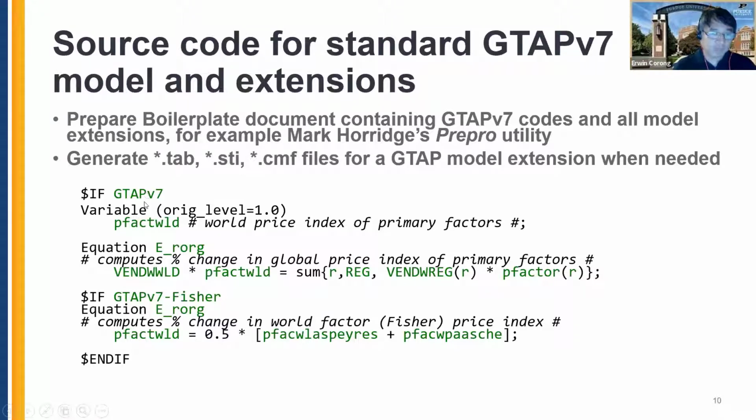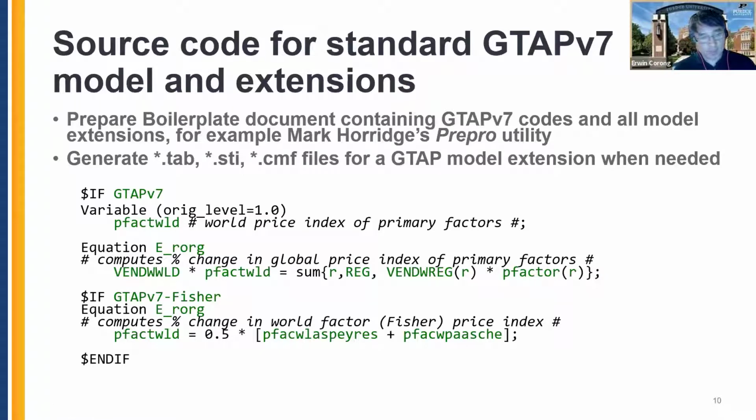Let's say you're using GTAP v7, the standard model, and we have here pfactworld. That pfactworld is defined in v7 as this equation. But if you're using the Fisher version of v7, with a Fisher index, this pfactworld becomes pfactworld_old, so we maintain it. And then in GTAP Fisher, this pfactworld is now the geometric mean of the Laspeyres and the Paasche index for that particular factor.